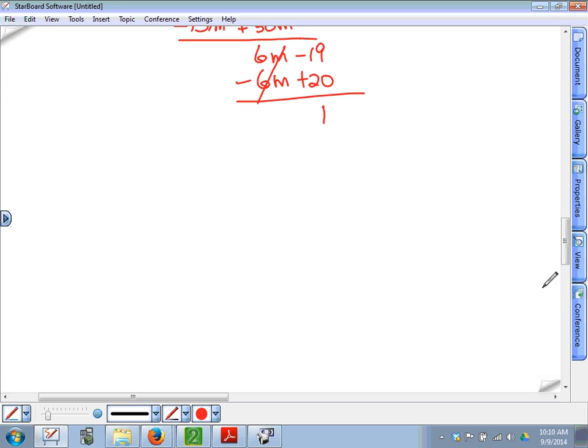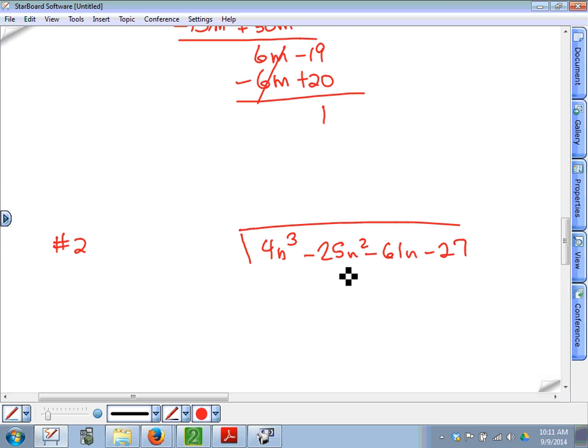While we're at it, since we have a little bit of time here, let's do question 2 together as well. We're learning more. This is not all today. So question 2, you got 4n to the 3rd minus 25n squared minus 61n minus 27. So this is a third degree polynomial.